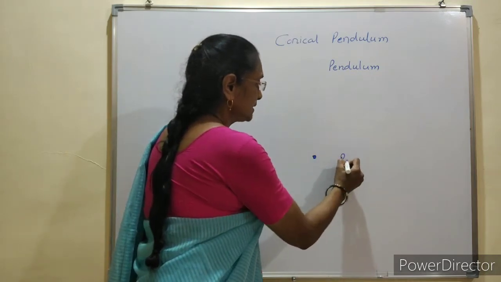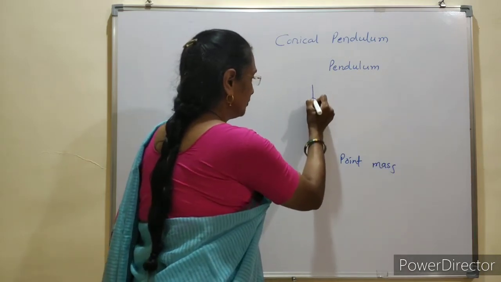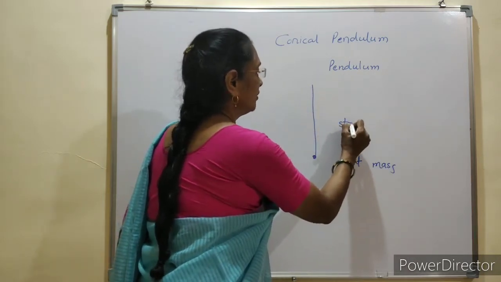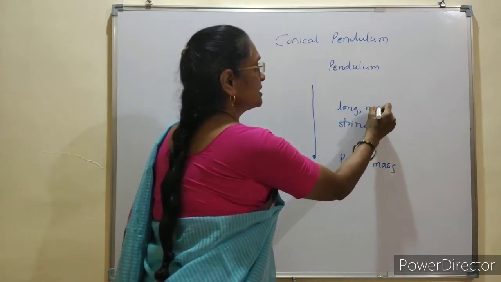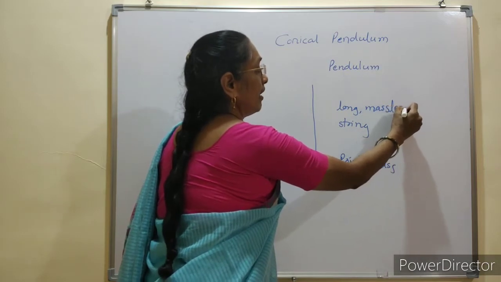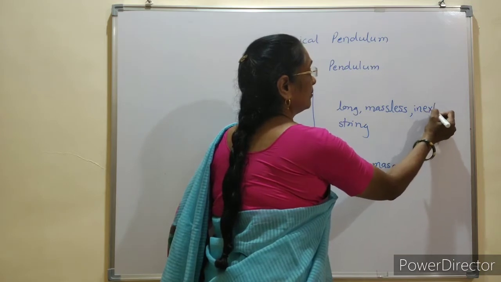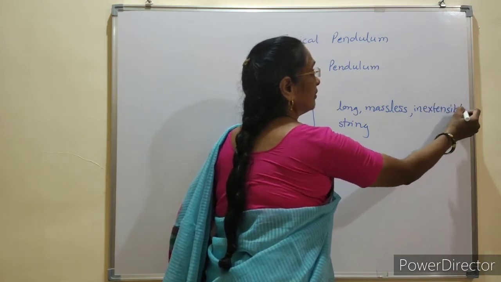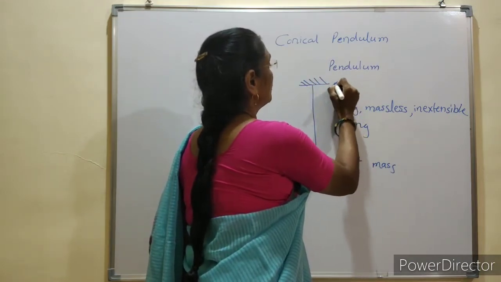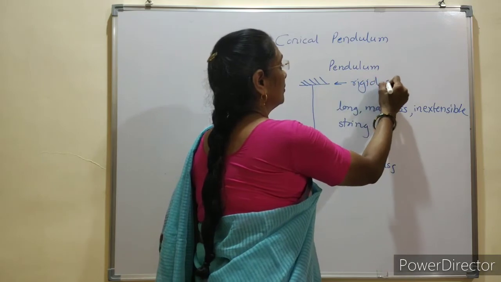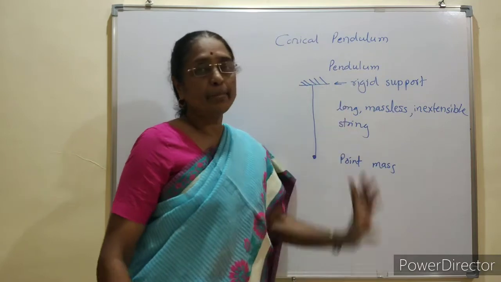A point mass attached with a string. This string is long, it is massless, and one peculiarity is that it is inextensible, and it is attached to a rigid support. Then this system is called a pendulum.